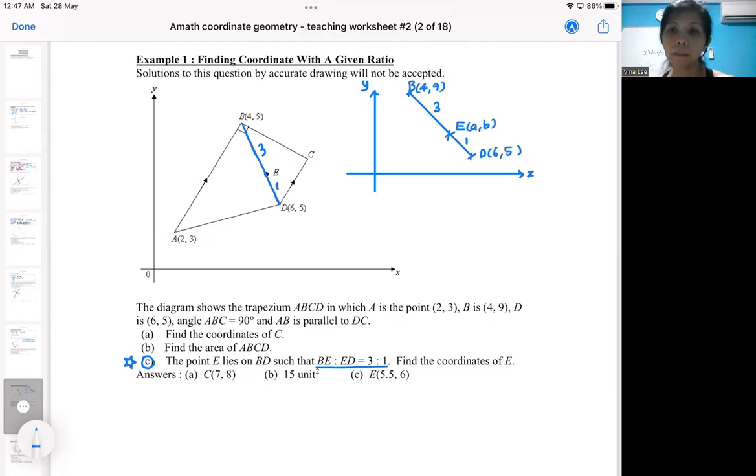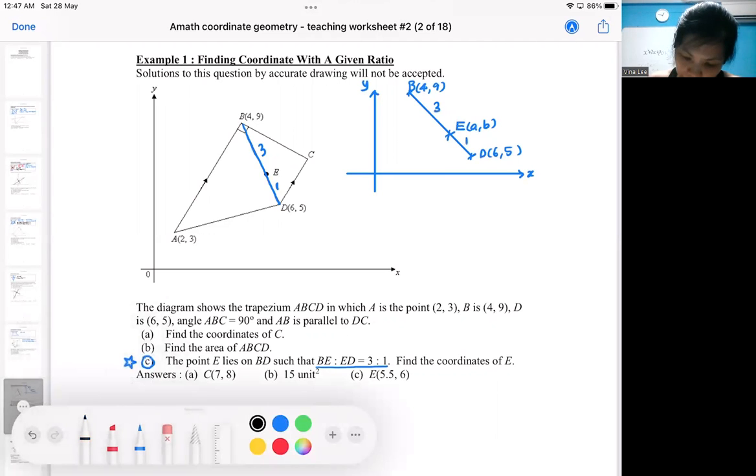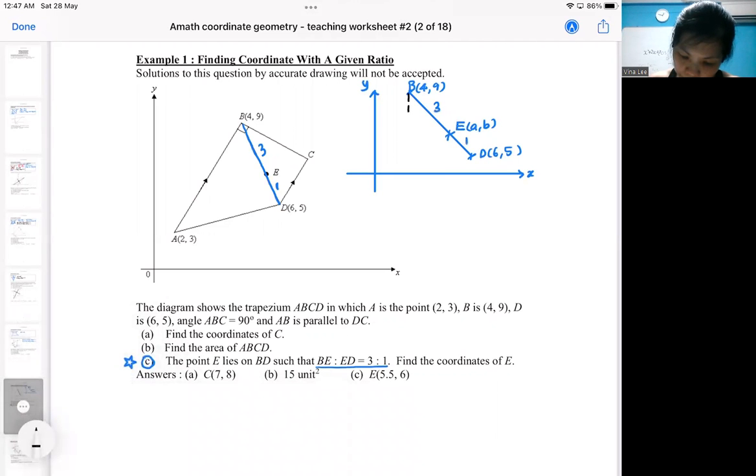So where is the similar triangle? The similar triangle is on the ratio. So the ratio 3 will have the bigger triangle. The ratio 1 will have the smaller triangle. So if you see it as a triangle like this, the hypotenuse is in the ratio 3:1.